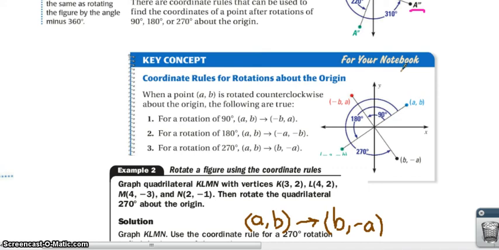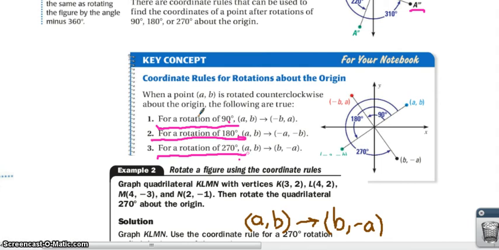For today we're going to deal with only the simpler versions where we rotate about the origin, and we're really going to consider only three rotations. One is a 90-degree rotation, a 180-degree rotation, and a 270-degree rotation. So I need you to copy into your notes these relationships. These are called the coordinate rules for rotating about the origin.